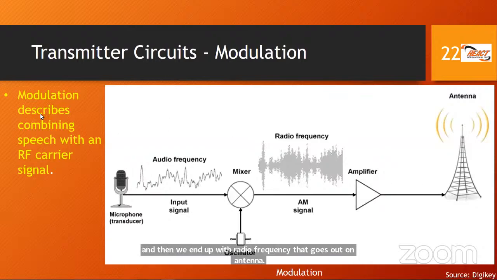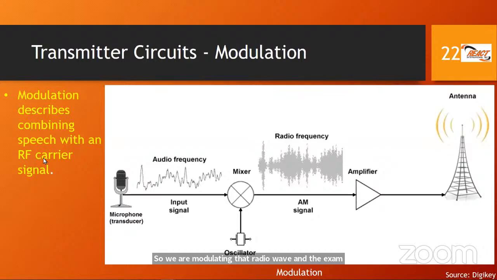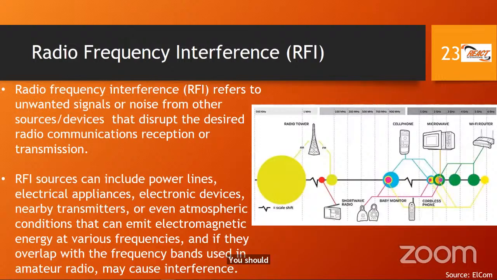And the exam question talks about modulation and describes it as combining speech with an RF carrier signal, which is exactly what we've been talking about all along, what modulation is. But this is an exam question that you need to know. This should pose no difficulty for all of us. So let's go straight on now to talk about radio frequency interference.